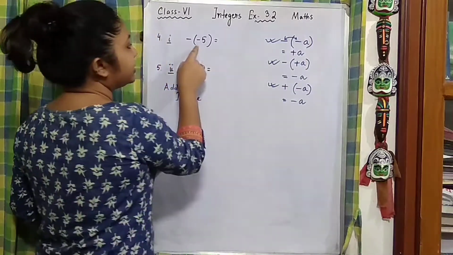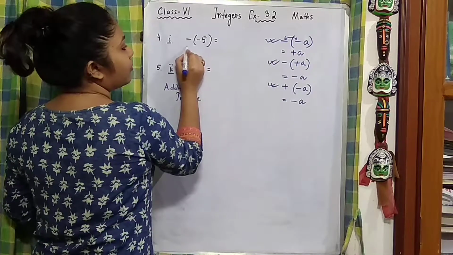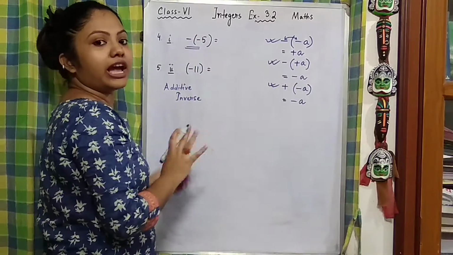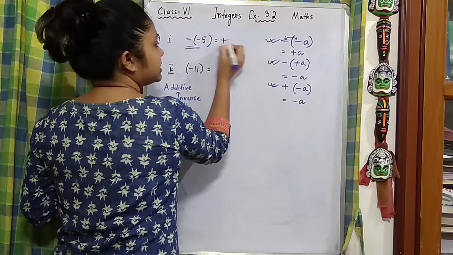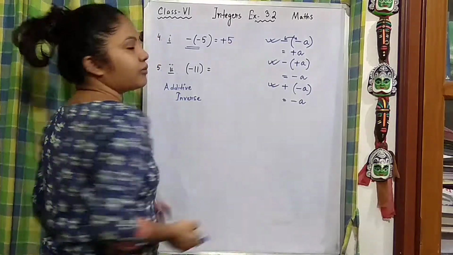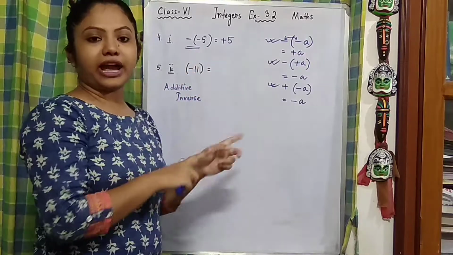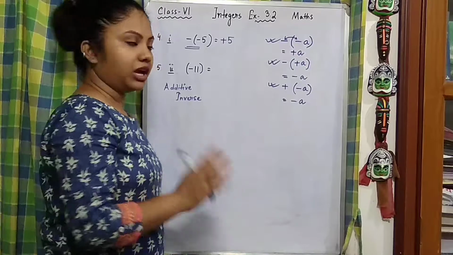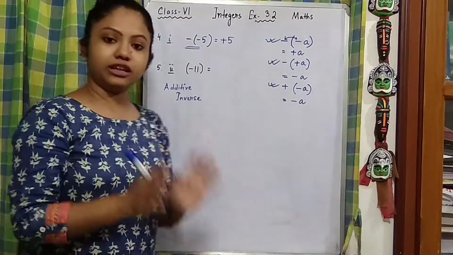Now according to these methods, what are we going to write in this case? Minus minus interact together to give a plus 5, right? The integer inside the bracket remains the same, just its sign differs. I hope you have understood number 4.